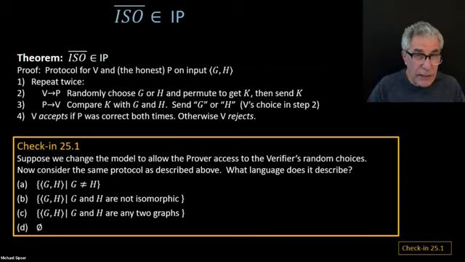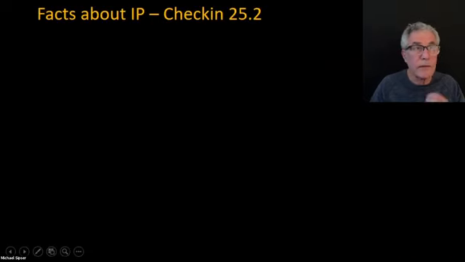Kind of interestingly, you can change the protocol somewhat so that even if the prover has access to the verifier's randomness, it can still achieve this, but not with the same protocol. So that's a separate question. Okay, let's move on here. I don't want to get too bogged down.